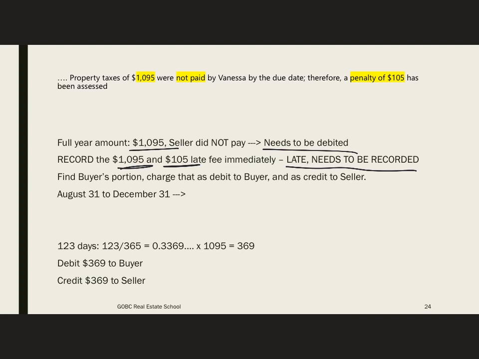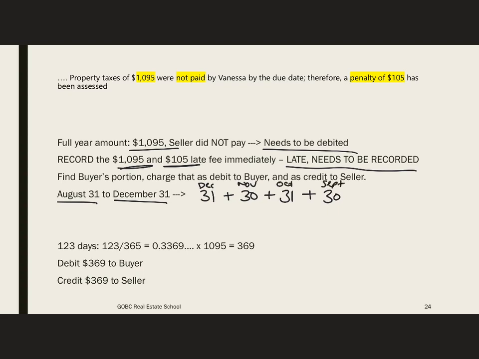Then after that, we would find the buyer's amount because they're going to be in the property for the lesser amount of time, and they're going to owe the seller for their portion. So we need to find the buyer's portion and credit it to the seller. So we're going to count the days. December has 31 days, November has 30, October has 31 days, and September has 30. Okay, so that's the last 4 months out of the year.